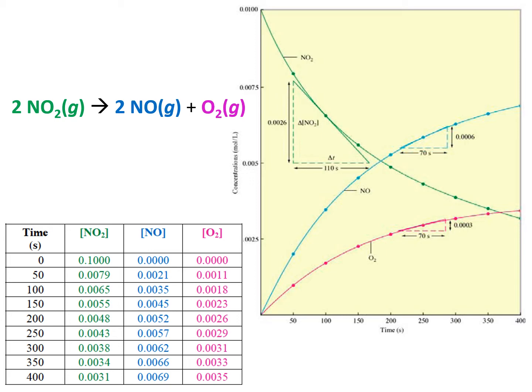So the blue curve, that's the nitrogen monoxide, is going up at a higher rate than the magenta curve, right? So at each point, the tangent would have a more pronounced slope on the blue curve than on the magenta curve. The slope would be positive because the concentrations are going up. For the green curve, the slope would be negative because that's the disappearance of the reactant.